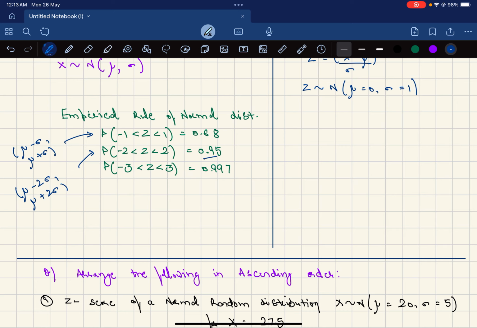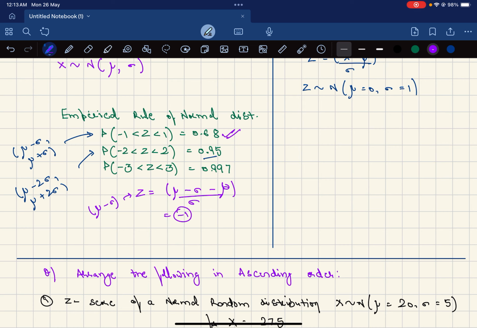So basically, if we convert the mu minus sigma into a z-score, how do we do that? Let us say we are calculating the z value for mu minus sigma. It is (mu minus sigma minus mu) upon sigma, which becomes minus 1. Therefore, we are writing the expression here as P(z from -1 to 1) is given as 0.68.